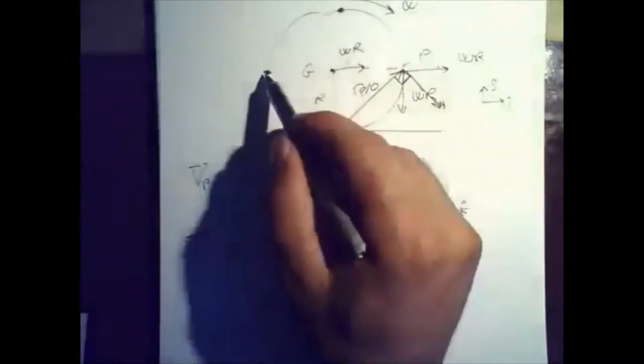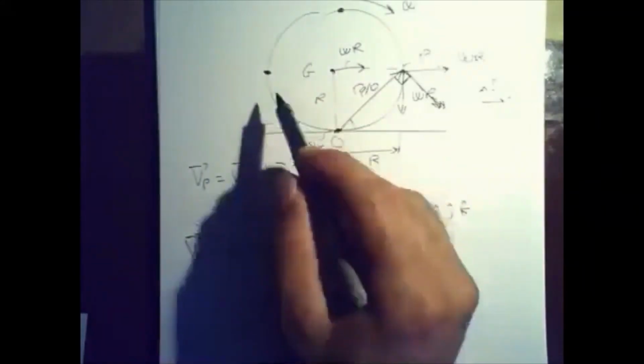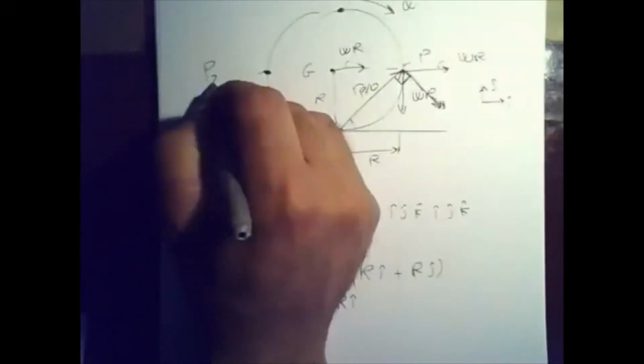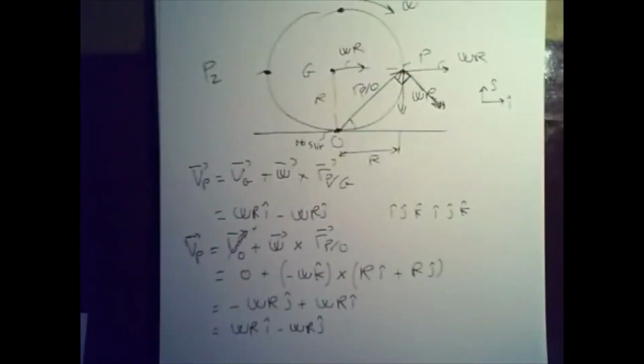Can someone tell me how the velocity vector would look at this point here? Let's call that point P2. How do you think this velocity would look over here? Omega R i plus omega R j.